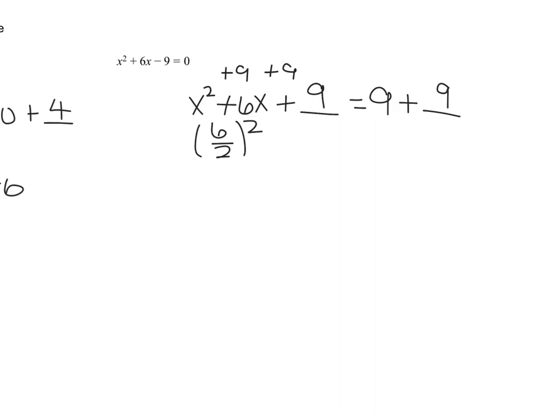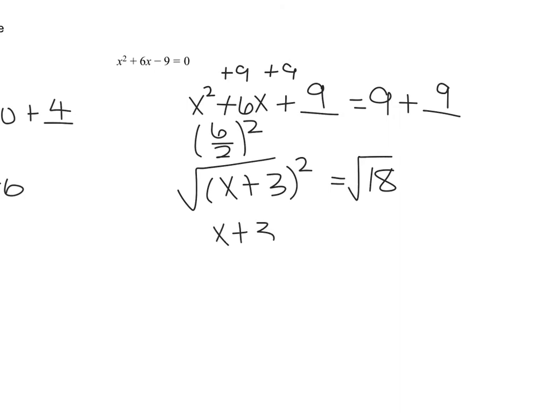Now I want to factor that left side. Well, the value that multiplies to 9 but adds to 6 is 3 and 3. So we're going to have x plus 3 squared equals 18. Take the square root of both sides. We get x plus 3 equals plus or minus.